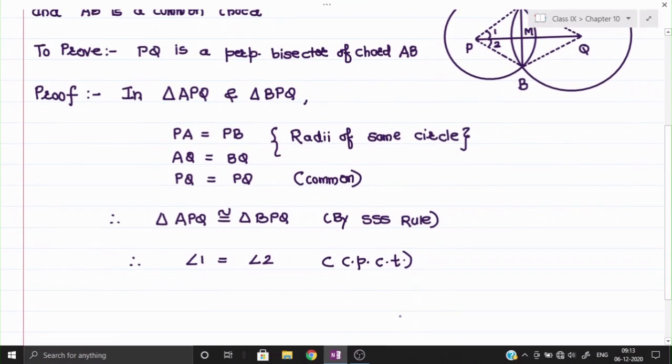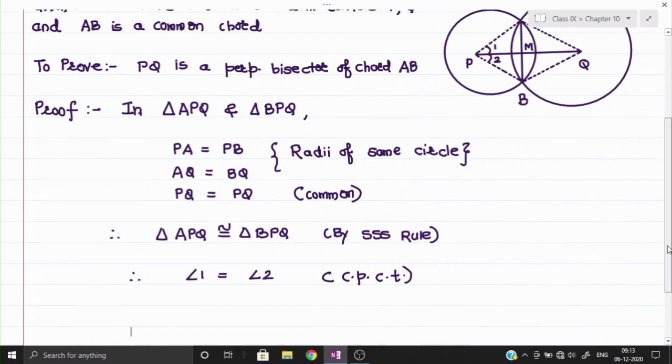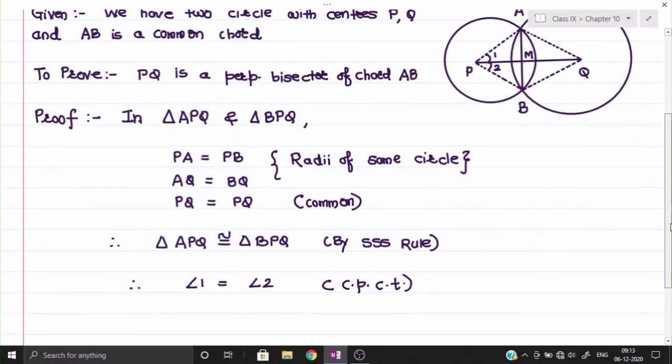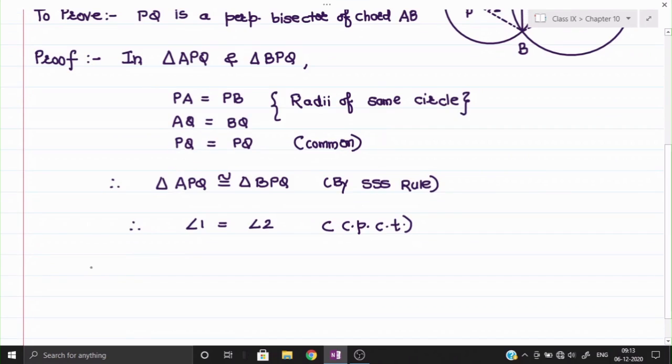Once again we shall take two more triangles. Okay, so let us see. I am taking here two triangles. One triangle is AMP and the second one is BMP. So here first I am writing, now in triangle AMP and triangle BMP.